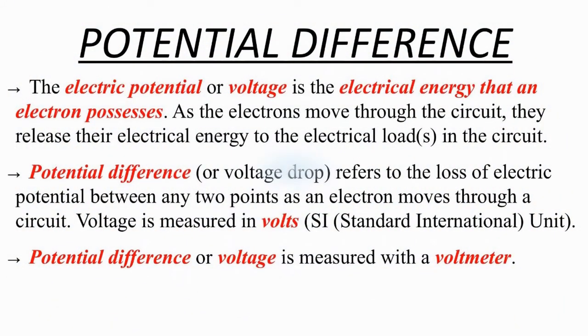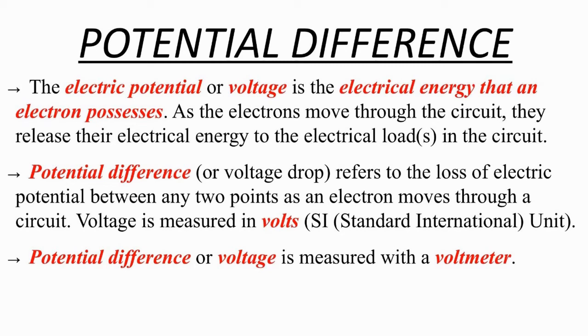Now students, let us understand what potential difference is. The electric potential is the electrical energy that an electron possesses. As the electrons move through the circuit, they release their electrical energy to the electrical load in the circuit. Potential difference refers to the loss of electric potential between any two points as an electron moves through a circuit. Voltage is measured in volts, the Standard International Unit (SI unit).